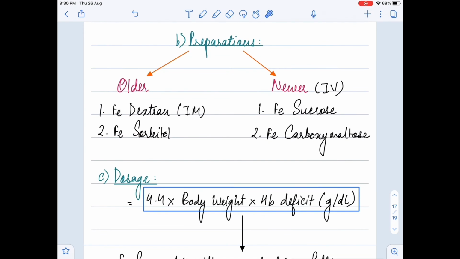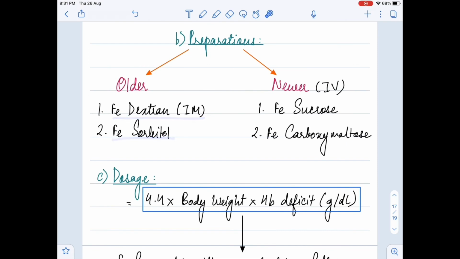So what are the preparations for parenteral iron? They are the older and the newer medications. The older medications are iron dextran and iron sorbitol. And the newer medications given IV are iron sucrose and ferric carboxymaltose.